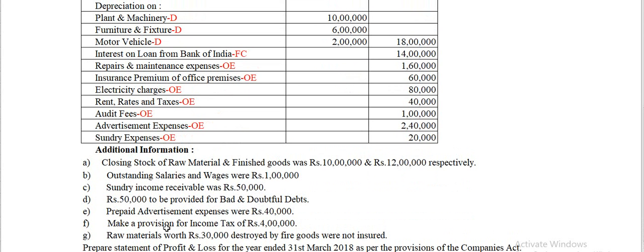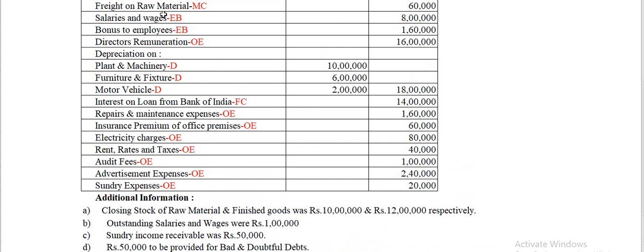One by one I'm marking and highlighting the expenses which belong to the adjustment. Closing stock of raw material and finished goods is given, which is 10 lakh and 12 lakh. Outstanding salaries and wages is given as 1 lakh, so I'm highlighting salaries and wages. When you solve the problem, you will easily see that this expense has an adjustment. It is helpful to remember when you are calculating.